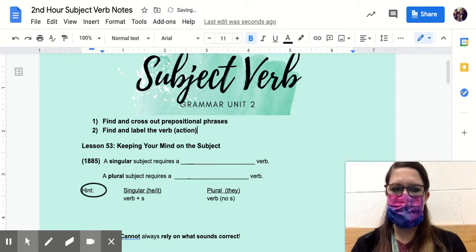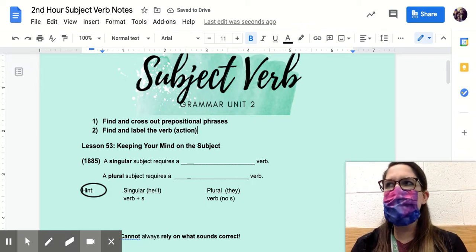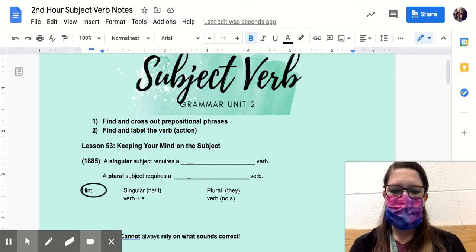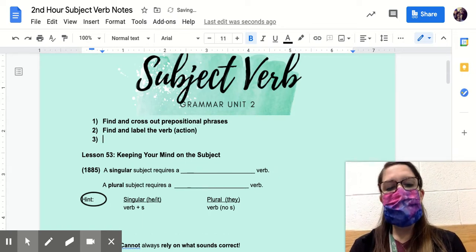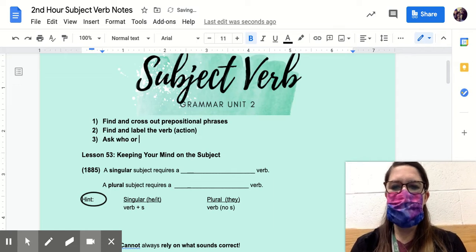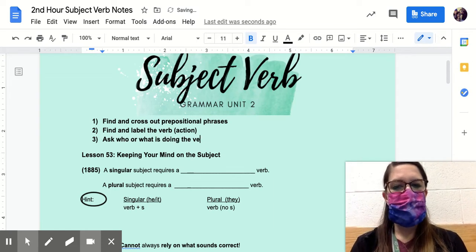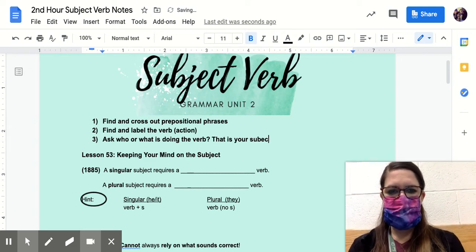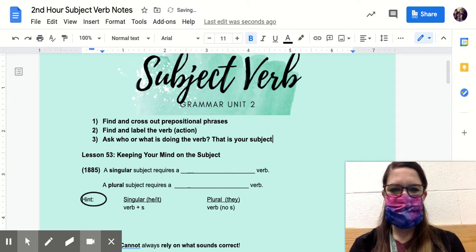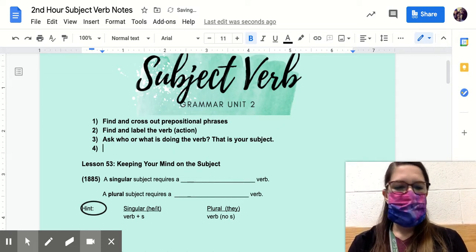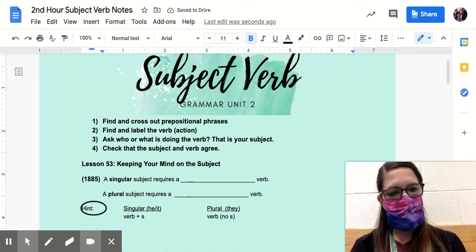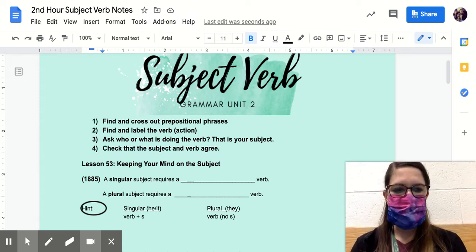The next thing we want to do is we want to find and label the verb. And the verb is the action in the sentence. So it could be like run, jump. It could also be a verb like is or are. So that's the action that we're going to label as our verb. Then to find the subject, we ask who or what is doing the verb. That is your subject. And then the last thing that we do is we check that they agree. If you need to pause at any time as I'm going through this so you can make sure you get everything written down, please do.